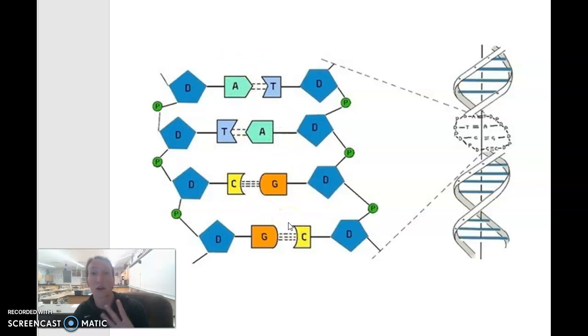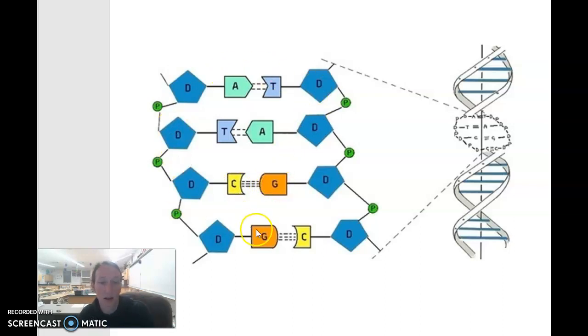As you can see, there are 4 different types of them. You have A's, which stands for adenine. You have T's, which stand for thymine. And you come down here and you have C's, which stand for cytosine, and G's, which stand for guanine.